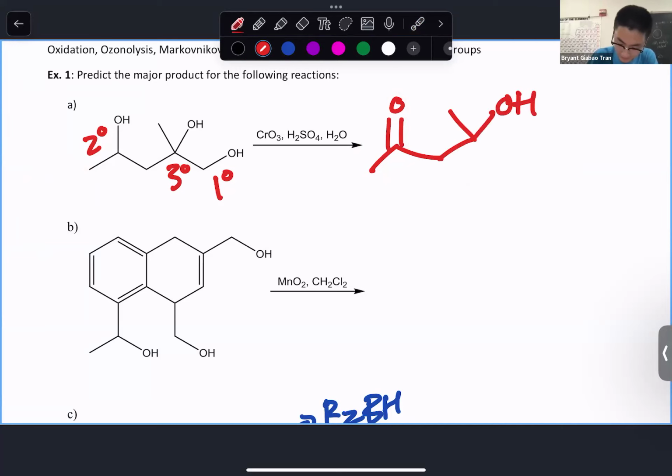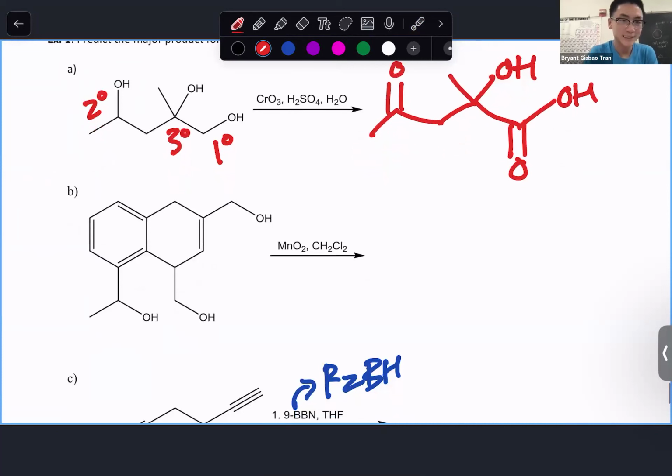Primary alcohol. So an aldehyde would be the product if we used PCC, a weak oxidizing agent. Jones is a strong oxidizing agent, which oxidizes the primary alcohol all the way to a carboxylic acid. Okay, that's the answer for that one.